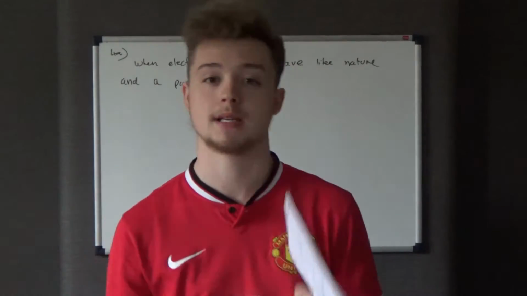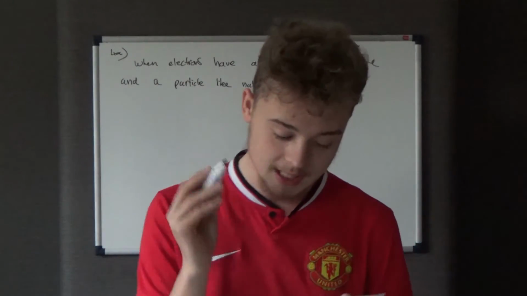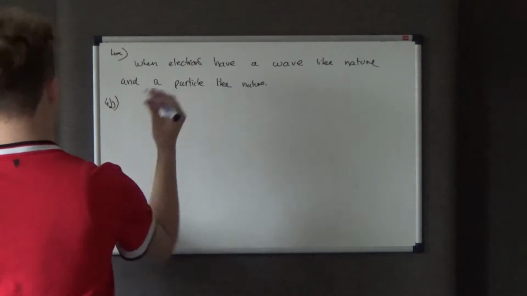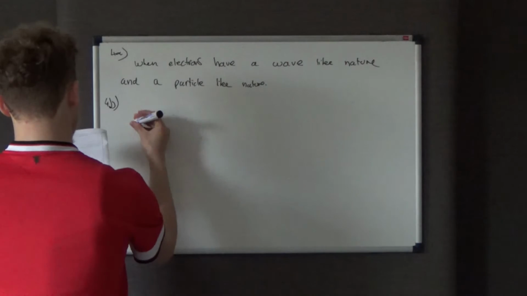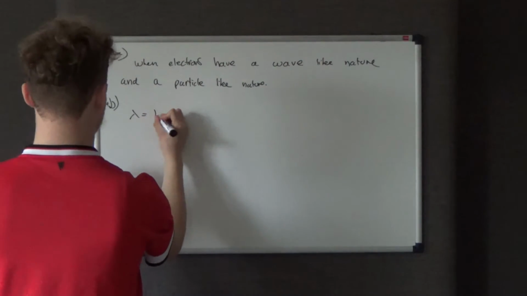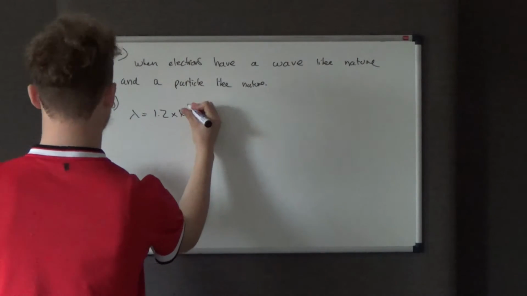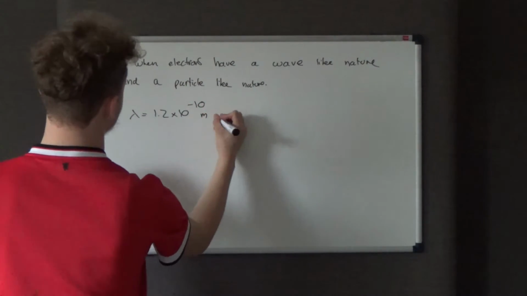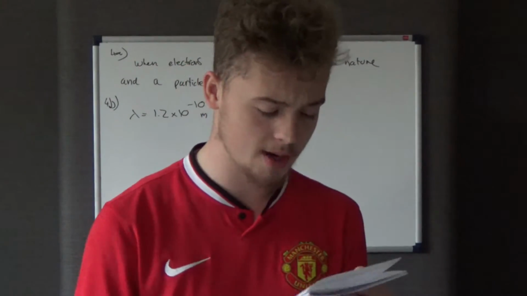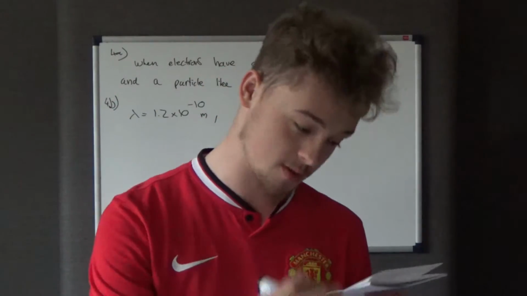Obviously, momentum is mass times velocity, but it says wavelength, okay? So, as with all physics, you write down what you're given in the question. So, we're told that the wavelength is equal to 1.2 times 10 to the minus 10 meters. Okay. And obviously we know the mass and charge of an electron, but we're not going to write that down until we can spot a pattern here.